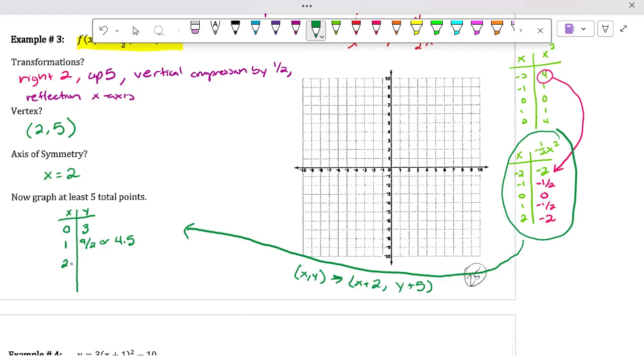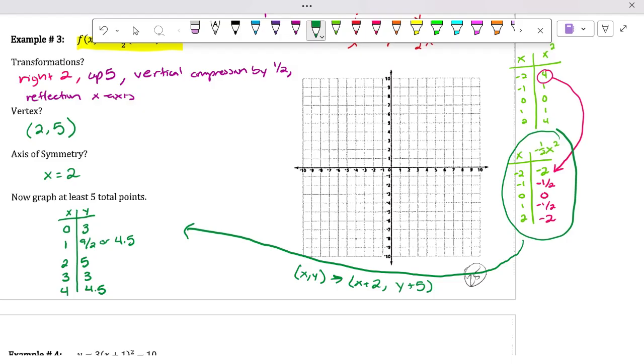So we know that 0, 0 will give us our vertex. Now, we know our y's, we'll just repeat. So we can rewrite those. We just need to find our x's. So what's 1 plus 2? 2 plus 2? 4.